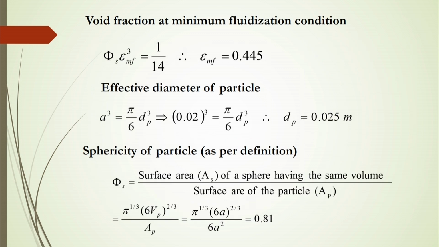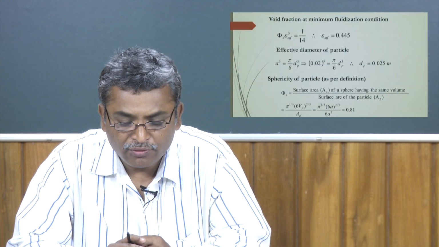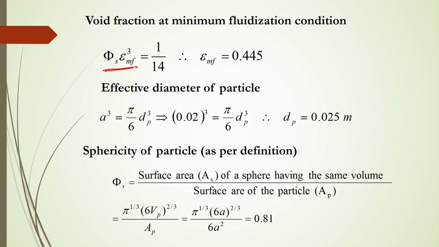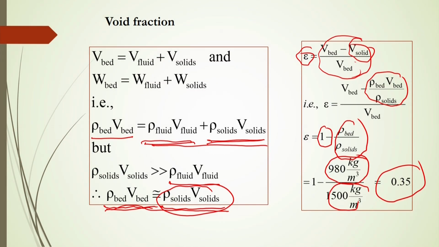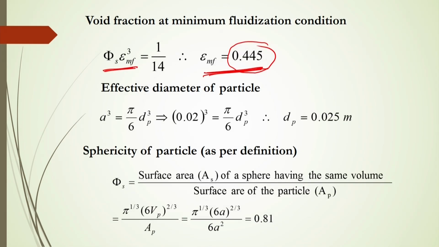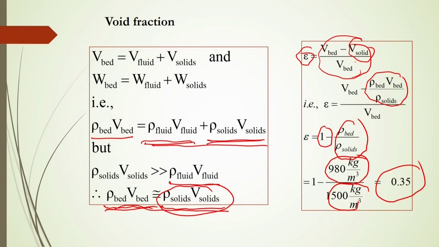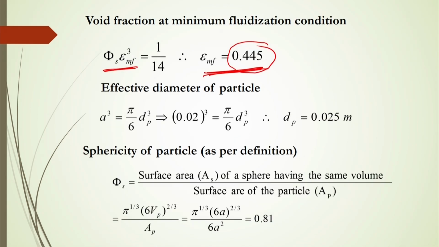Now, void fraction at minimum fluidization condition you can calculate from the equation given by Wen and Yu. From this equation you can get the minimum void fraction equals 0.445, whereas the actual void fraction is coming 0.35. The minimum void fraction will be higher than the actual fluidizing condition void fraction of 0.35.